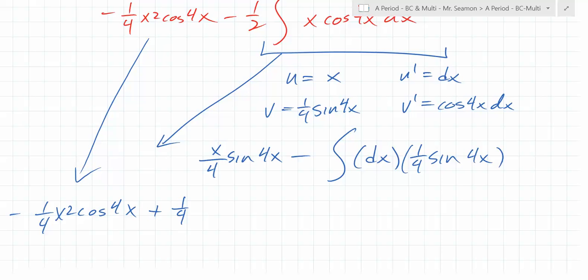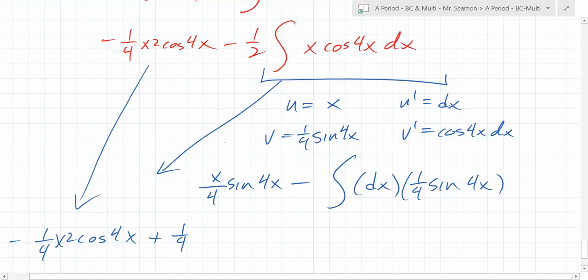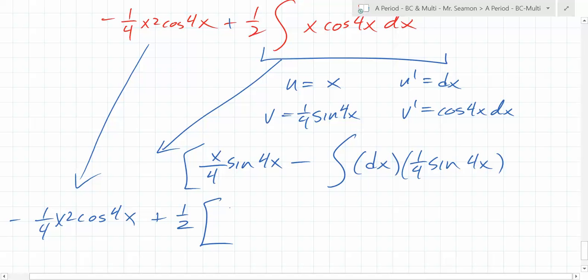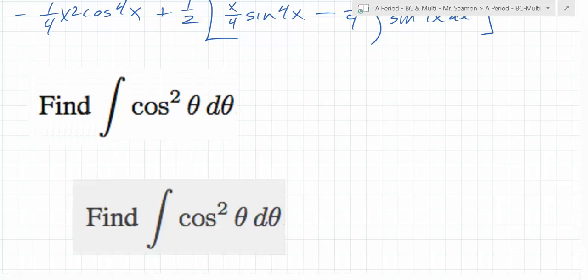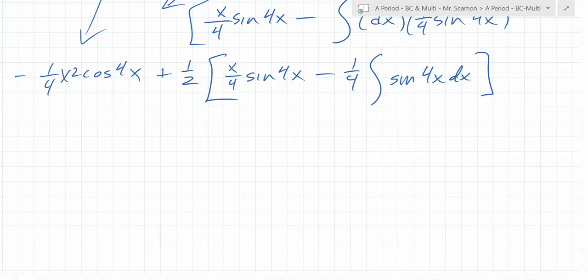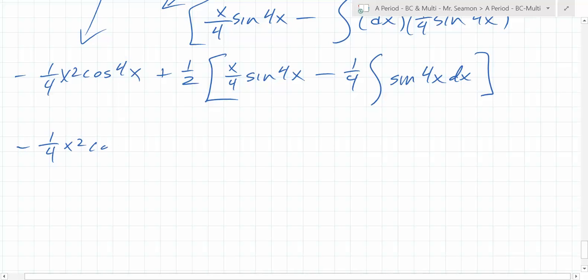Did I get something wrong? Which one? This one right here? Oh, there's a sign wrong? Times the whole thing. So we got x over 4 sine of 4x minus 1/4 the integral of sine 4x dx. Now, why are we so happy right now? We can actually just do that. We do not have to use parts anymore. And now it's just a matter of keeping track of all these signs.